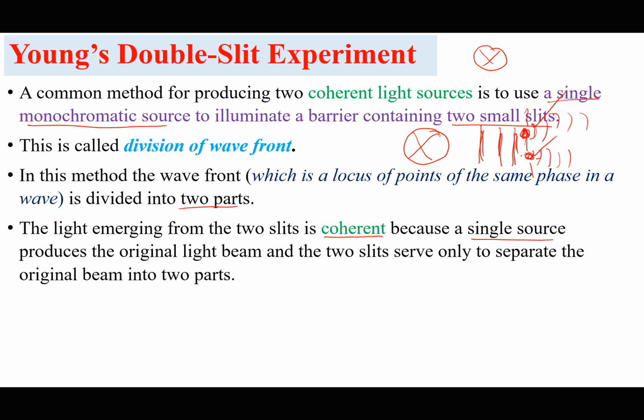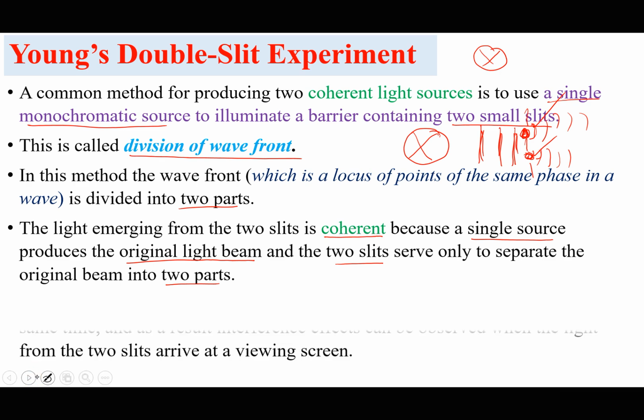But these are secondary sources of light. The single source produces the original light beam, and the two slits serve only to separate the original beam into two parts. The two slits act as secondary sources, where they are not producing their own light. They are just breaking the light incident on them into two parts. This is what we call the method of division of wavefronts, according to Thomas Young.